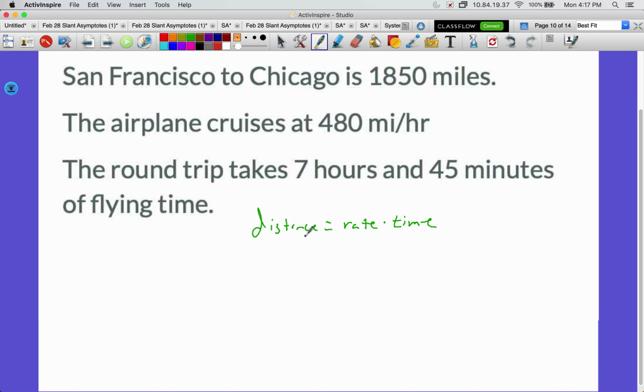All right, and now it's time to set up our equation here. So I'm going round trip, so I need to take that distance and double it. 1850 times 2 means I travel a total of 3,700 miles. All right, this is split into 2 individual sections, each that add up to 1,850.